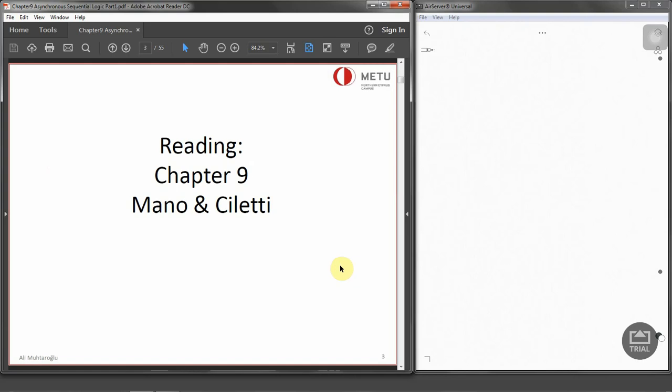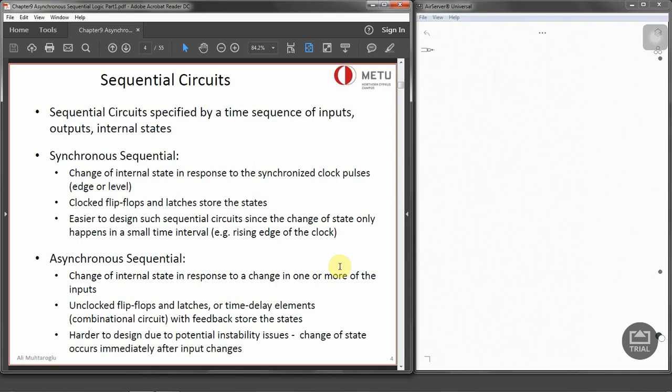So let's get into the slides. This is chapter 9 in Mano and Ciletti's book, and you will find similar definitions over here as well for synchronous sequential circuits and asynchronous sequential circuits.